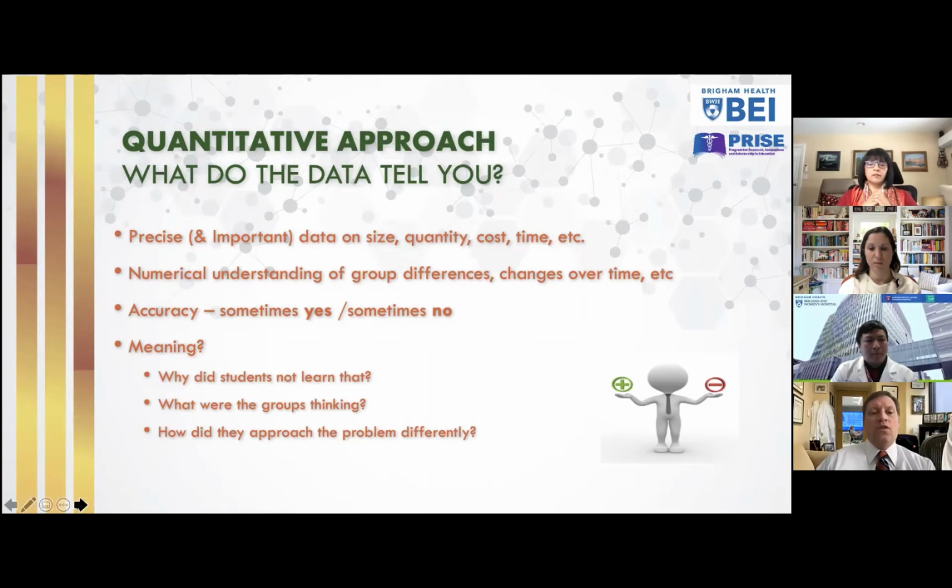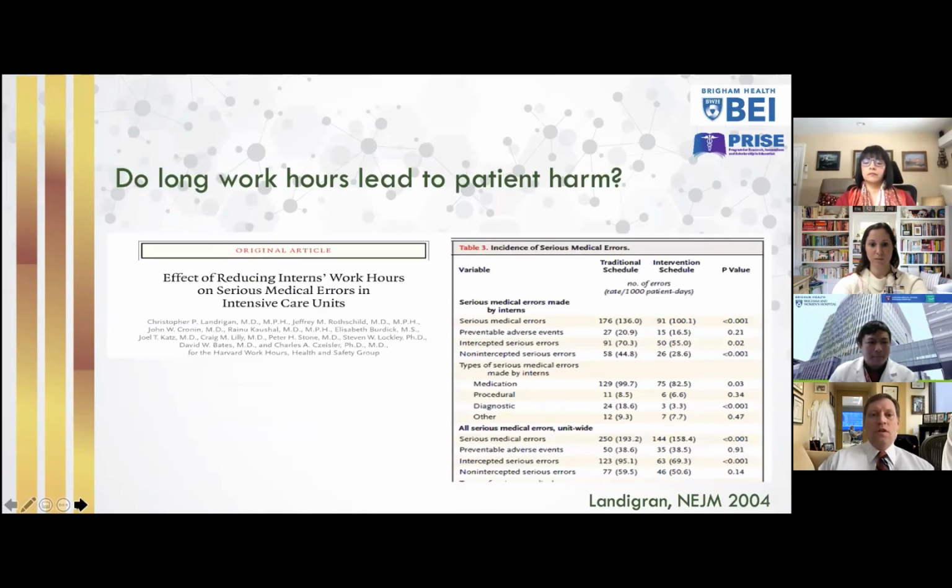We certainly don't know what the groups were thinking when we're getting towards some quantitative data. Or perhaps how did they approach a problem differently? Those are going to hopefully be now much better answered, with much more insight provided, when you think about it from a qualitative approach. One last example that kind of gets at this meaning issue.